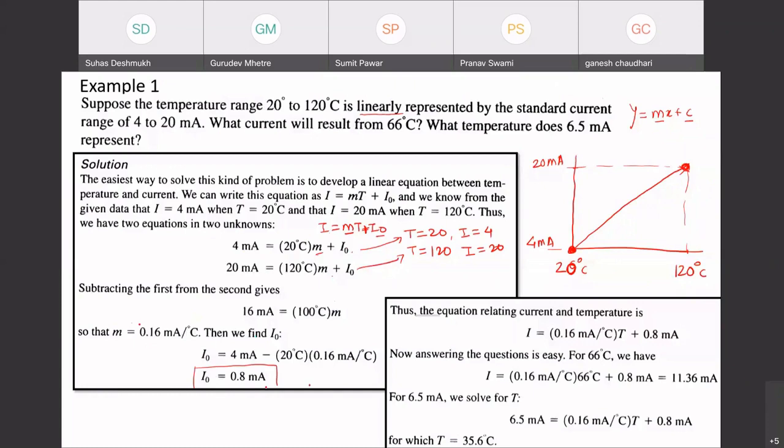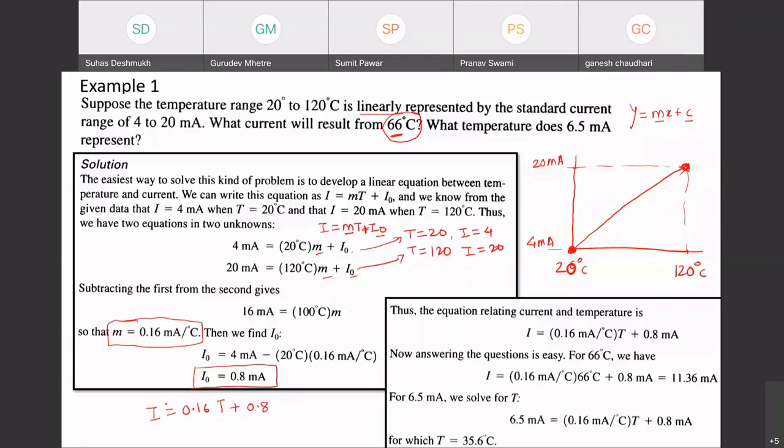Ultimately, what you want to determine is how much current will be the output when I have 66 degrees. My equation will be I equals M, which is 0.16, into T plus 0.8. Now I can substitute 66 degrees into this equation, and I will get a value of 11.6 milliamperes.